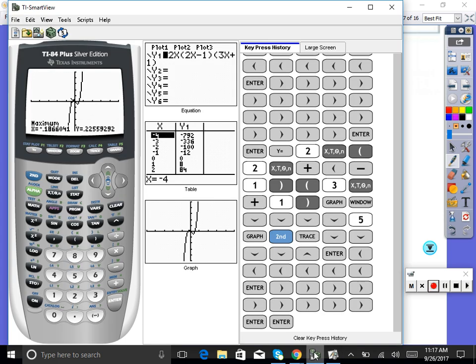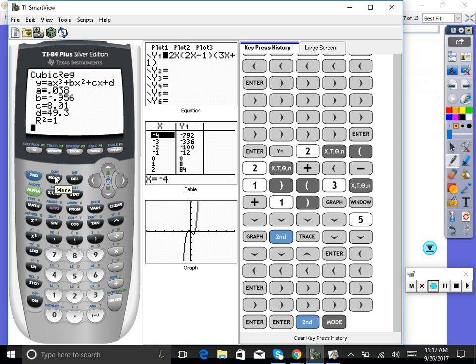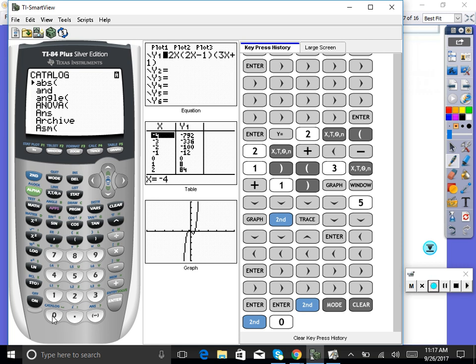Couple things we need to do though, however. So the first thing we need to do is turn our diagnostics on. Everybody follow me through this, because if you get behind, then you're going to slow us all down. So everybody hit second, 0. We're going to the catalog. If you reset your calculator, you have to retype this in every time.